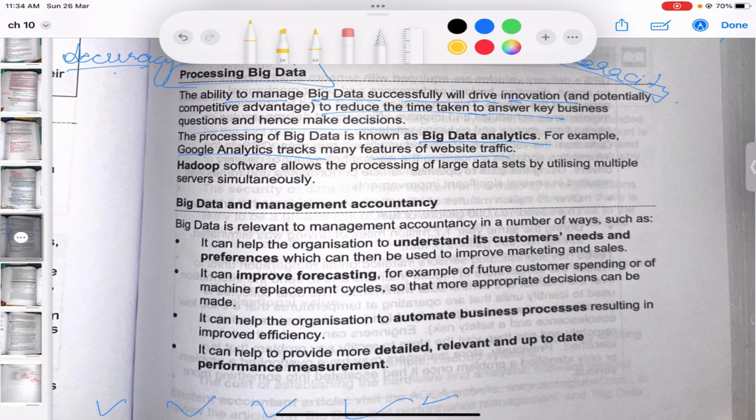Okay, now we come to a very important software, which is Hadoop software. So this is something in context of the UK. Keep this in your mind. Hadoop software allows the processing of large data by utilizing multiple servers simultaneously.